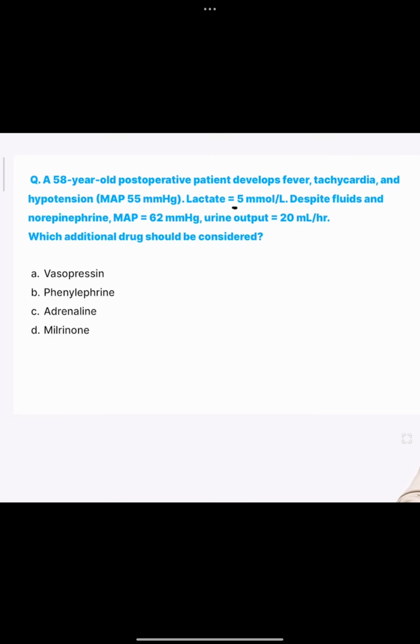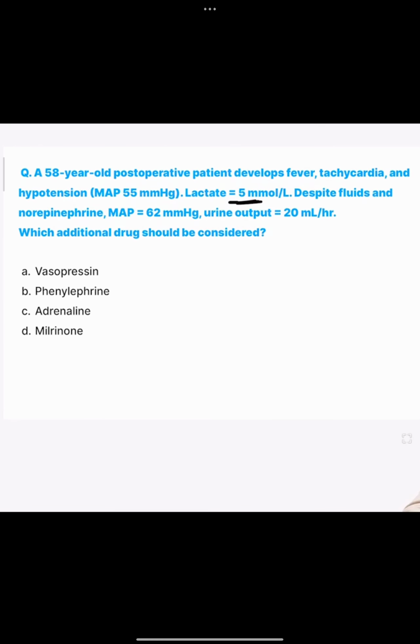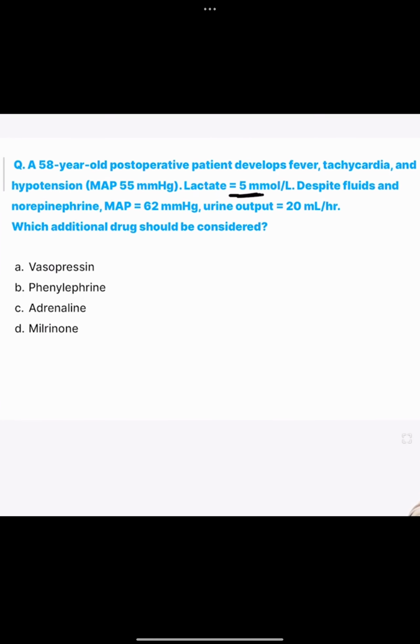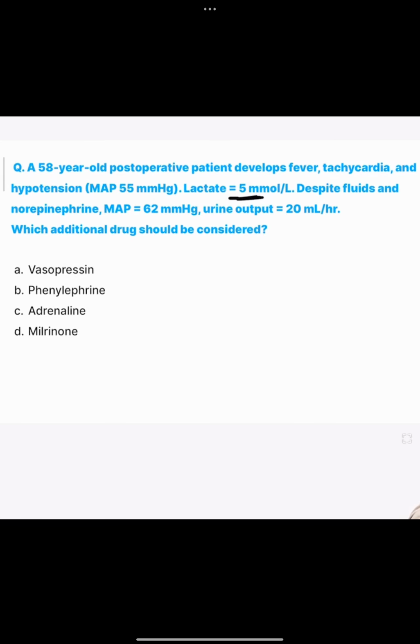Now guys, remember, whenever the patient has a lactate of 5 millimoles per liter, that means the patient is still dehydrated and his BP is low. Whenever the patient has hypotension, always try to give fluids. This patient looks in shock, so you give fluids. Already fluid is given. After giving fluid, still the patient's BP is not improving. So what will you do? Now you will start a vasopressor, that is basically norepinephrine.